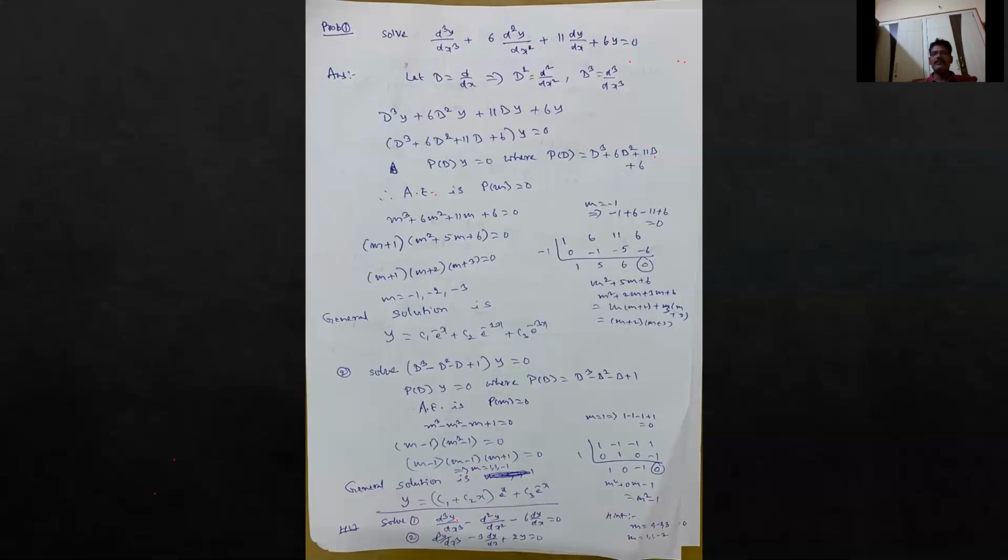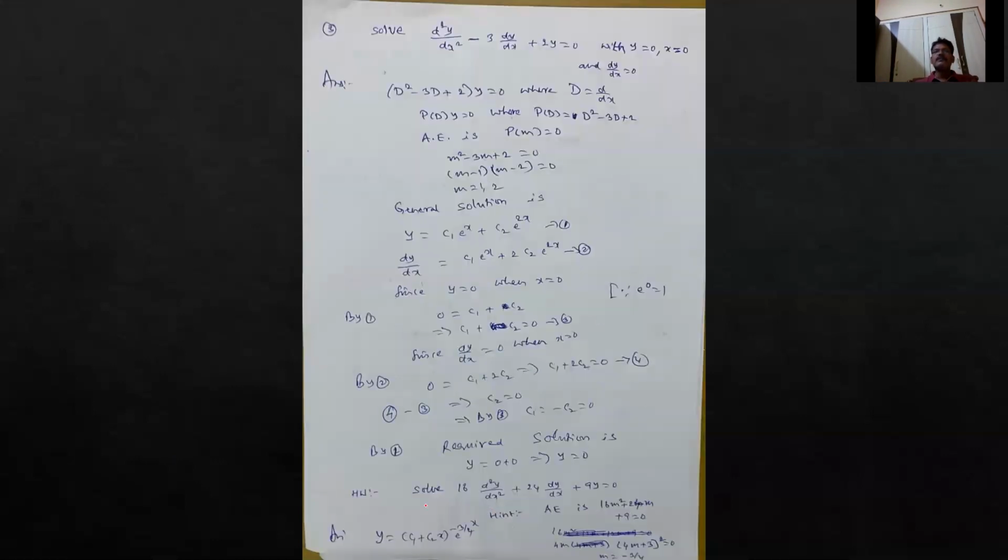Similarly, we try d cube y by dx cube minus d square y by dx square minus 6 dy by dx. Here we will get the roots 0, minus 2, 3. For this one, 1, 1, minus 2. We'll try it. All of these homework problems you can do. Okay, let's see another problem.